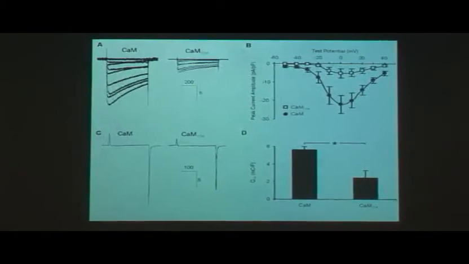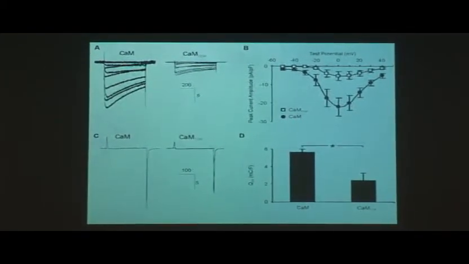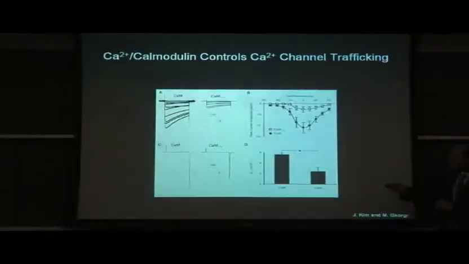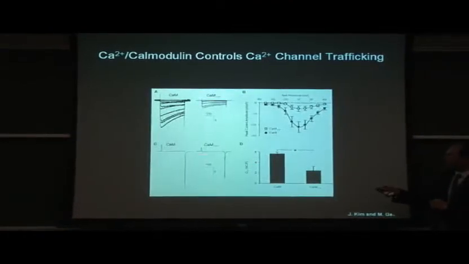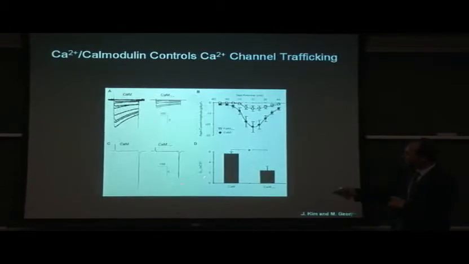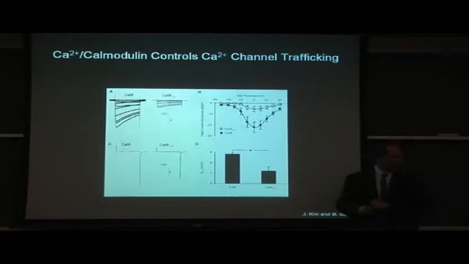We then looked at gating charge, which is a nice measure, or an indirect correlate, of the number of functional channels at the cell surface. And you can see that the CaM mutant had decreased gating charge when it was normalized for cell size. The reason this looks a little bit tricky is that these cells were only able to survive and be healthy when they formed these huge aggregates. So the cell size for the CaM mutants was really large, and as soon as you normalize for cell size, you saw this marked difference.